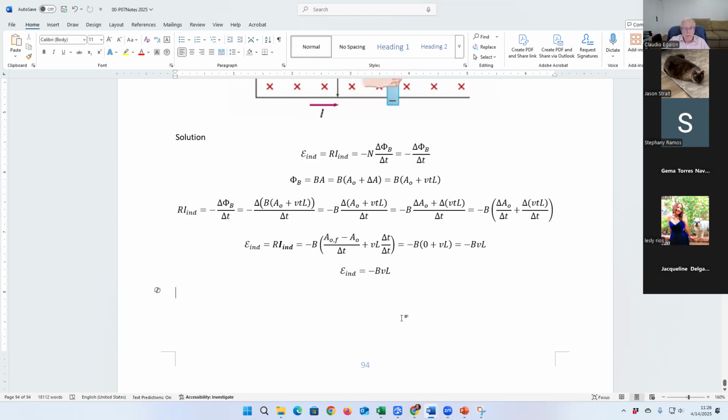Now, if you want to know the current, you have to replace the induced electromotive force by the resistance times the induced current. And then finally, we have this result here.